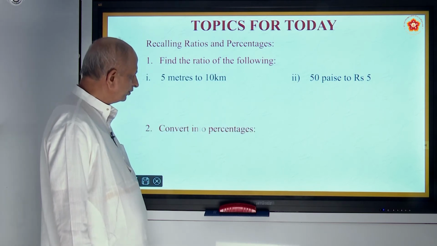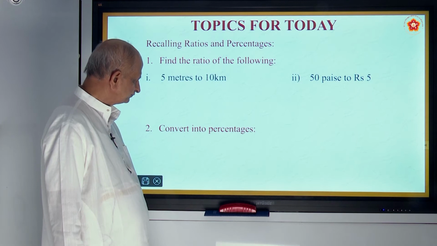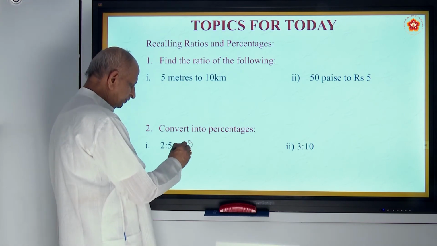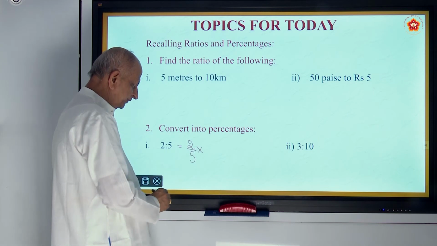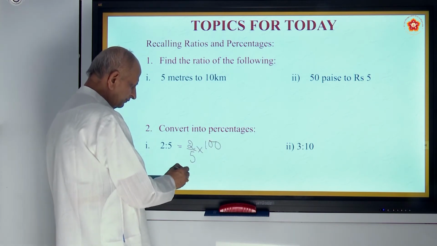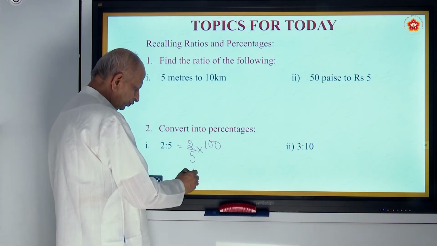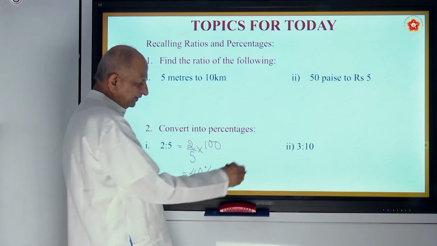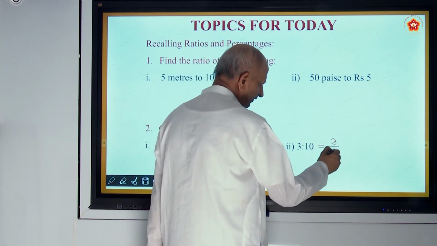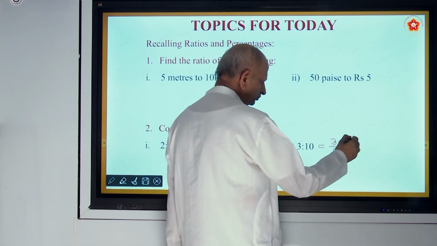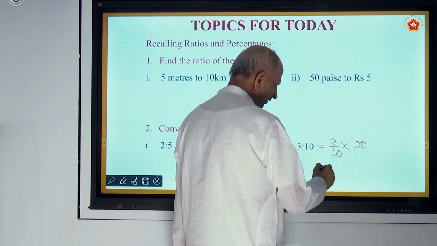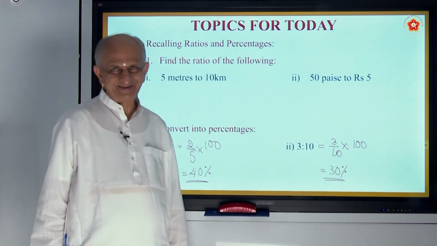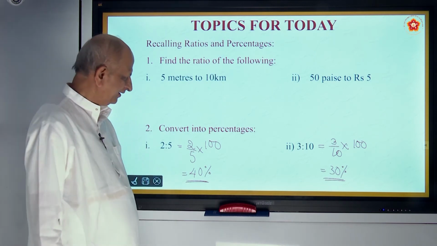Noted? Okay. Convert into percentages. So here 2:5. First you must write it in a fraction form, 2/5 into percent means what? 100. So 5 ones are 5, 20s are 2, 2 twos are 40%. Understood? What about this? This is 3/10 into 100. 10 ones are 10, tens are 3, into 10, 30%. So nice, simple, correct? Okay, noted?